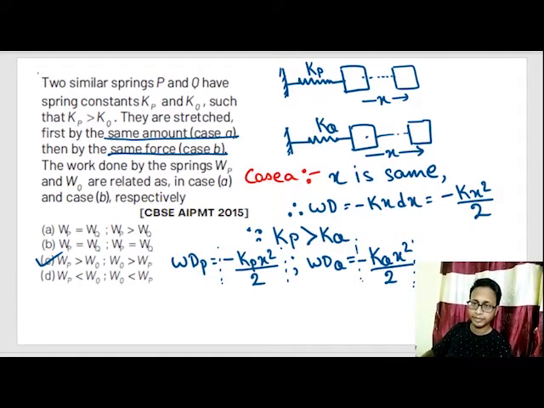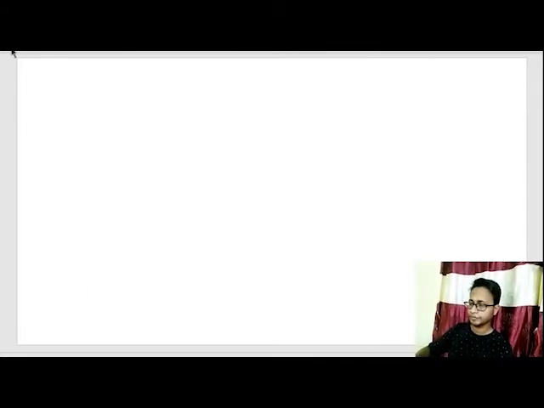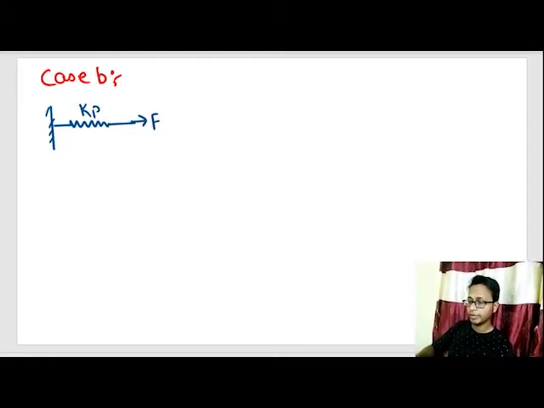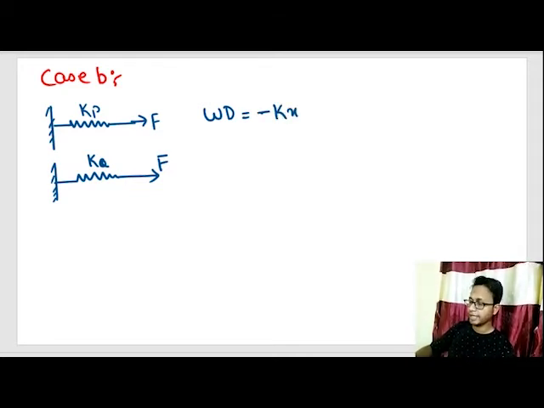What is case B actually saying? In case B, the spring of Kp is pulled by a force F, and Kq is pulled by the same amount of force F. We know that work done in pulling is equal to minus kx square by 2, and force of spring is given by kx.